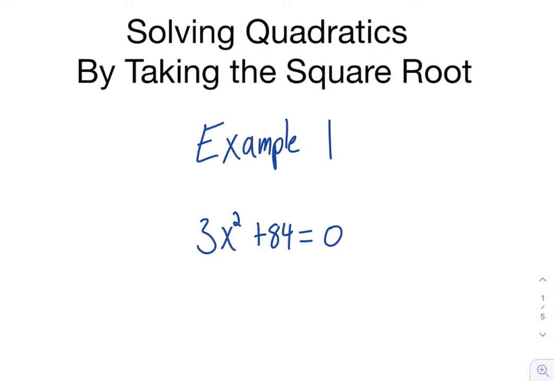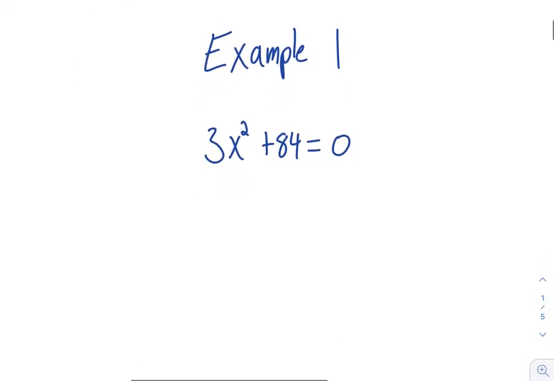Hello everyone and welcome to my video on solving quadratics by taking the square root. Taking the square root is a useful way of solving when your quadratic is in certain forms. One of those forms is when there is no bx term. So if you take a look here, you'll notice this quadratic is ax squared and c, no bx.